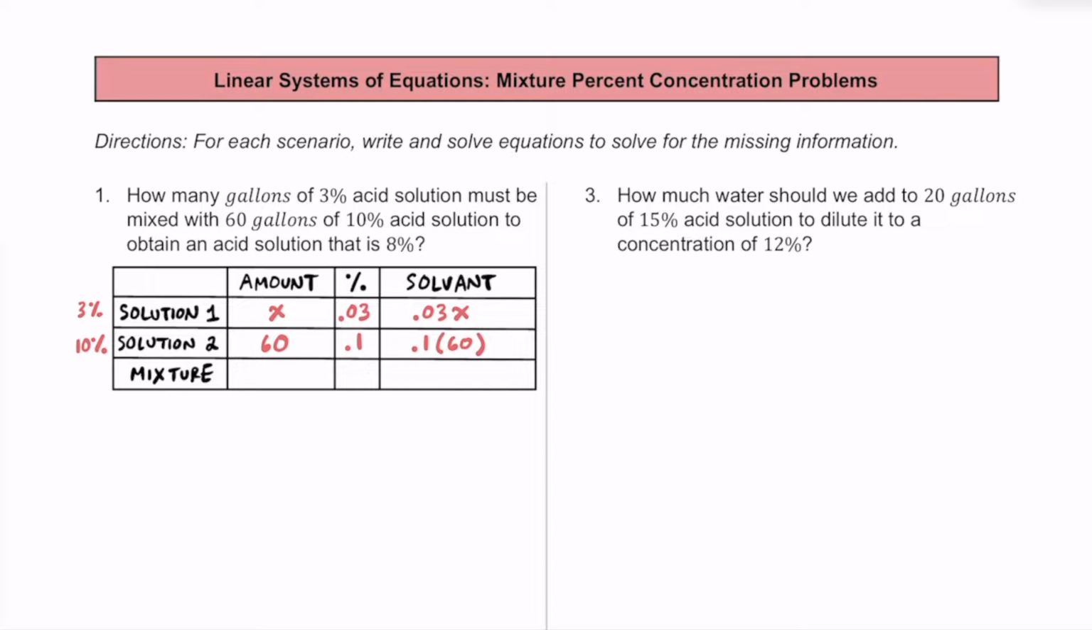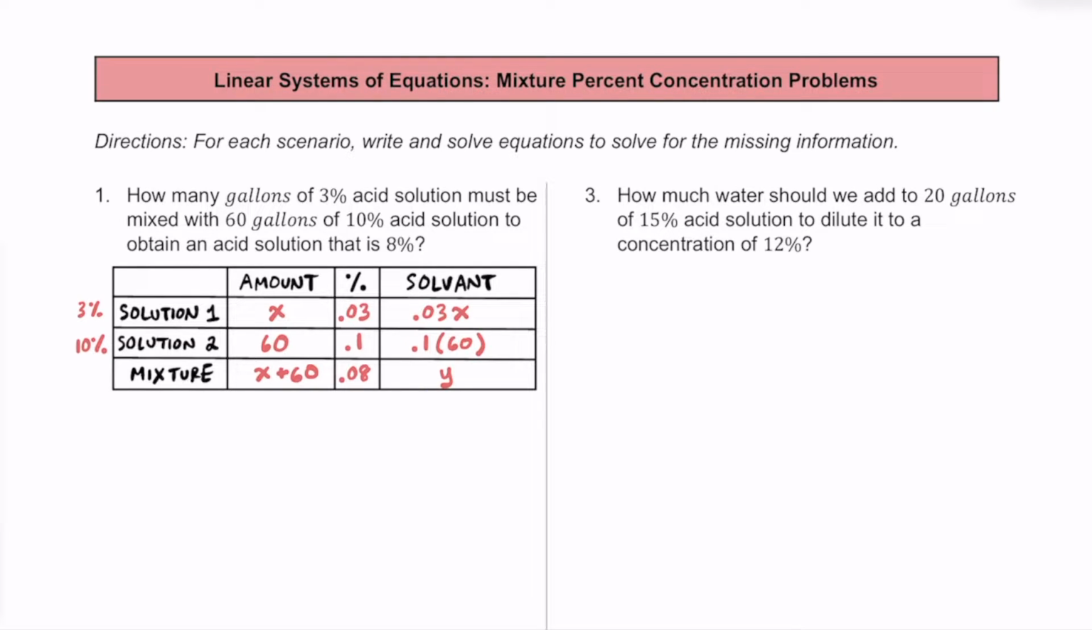All right, on to the third row. If we're adding x gallons plus 60 gallons, then the total amount of the solution is going to be x plus 60. We don't know the total yet. The goal for this mixture is to be an 8% concentration, so that's 0.08. And for this last box, I'm going to put the variable y. This will represent our total amount of acid when it's mixed together.